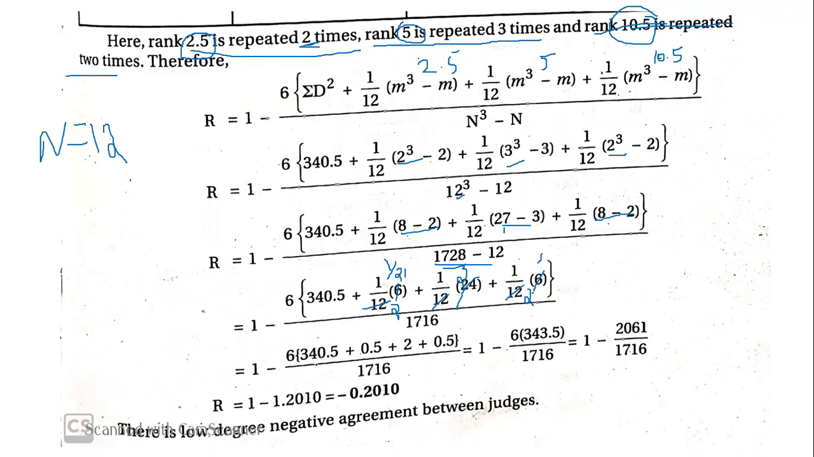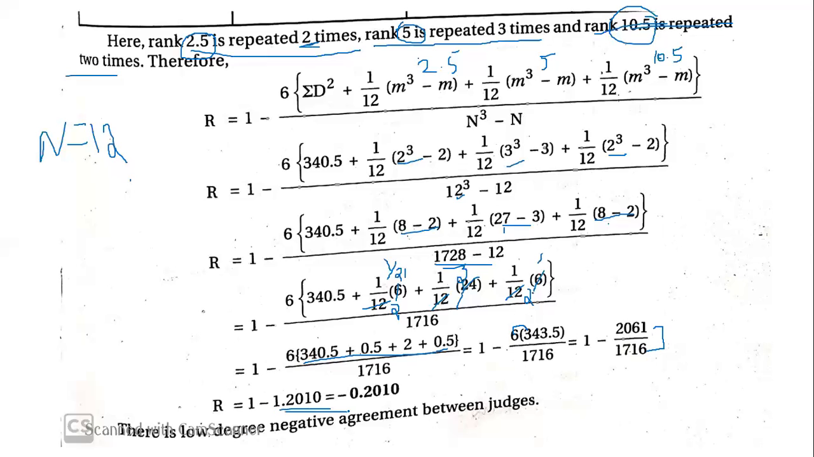The next step, I add all of them inside the bracket. So 340.5 plus 4.5 will be 341. Then 341 plus 2 is 343. Then again plus 0.5 will be 343.5, into 6 divided by 1716. Next, I multiply 6 into 343.5, I get 2061. Then I divide 2061 by 1716.